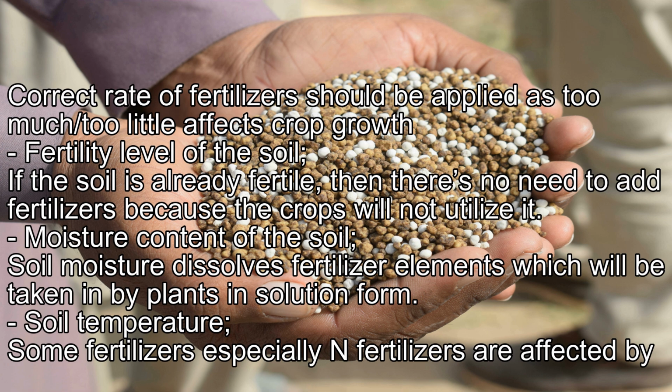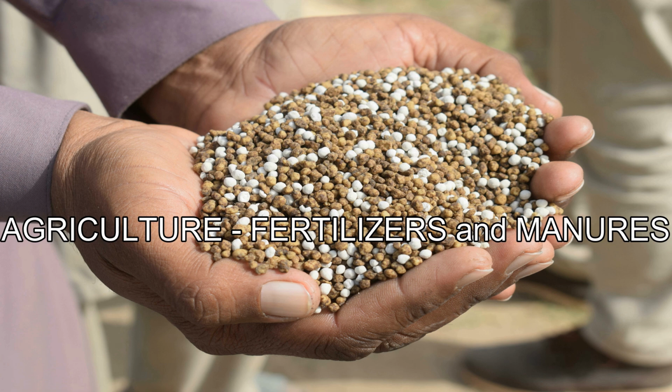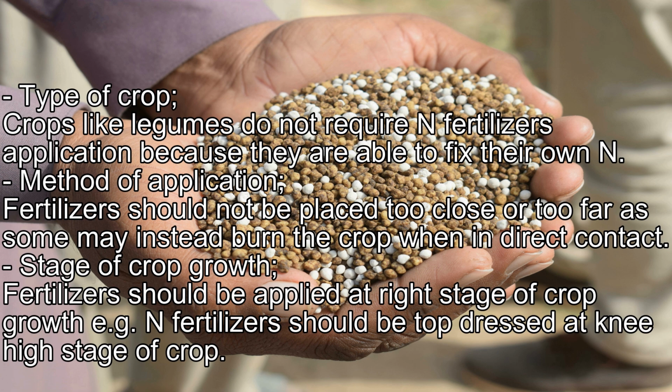Soil moisture dissolves fertilizer elements which will be taken in by plants in solution form. Soil temperature. Some fertilizers, especially N fertilizers, are affected by temperature. Type of crop. Crops like legumes do not require N fertilizer application because they are able to fix their own N. Method of application. Fertilizers should not be placed too close or too far as some may burn the crop when in direct contact.